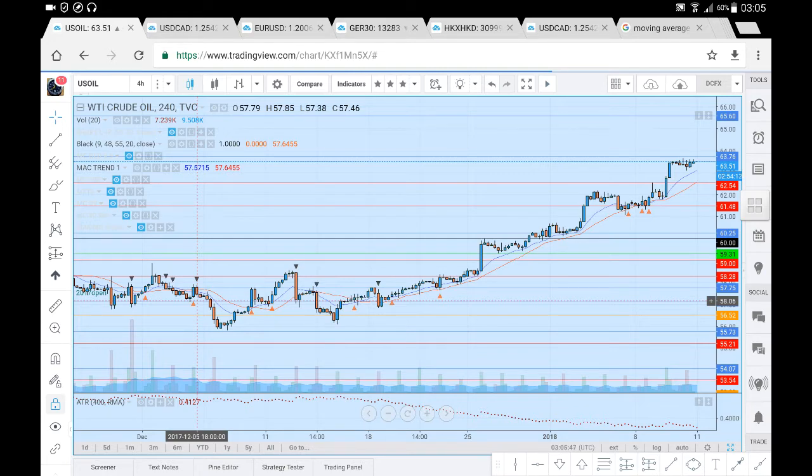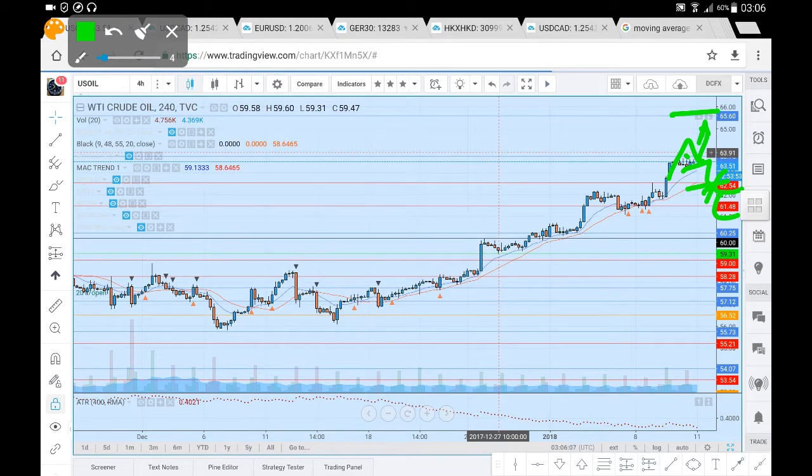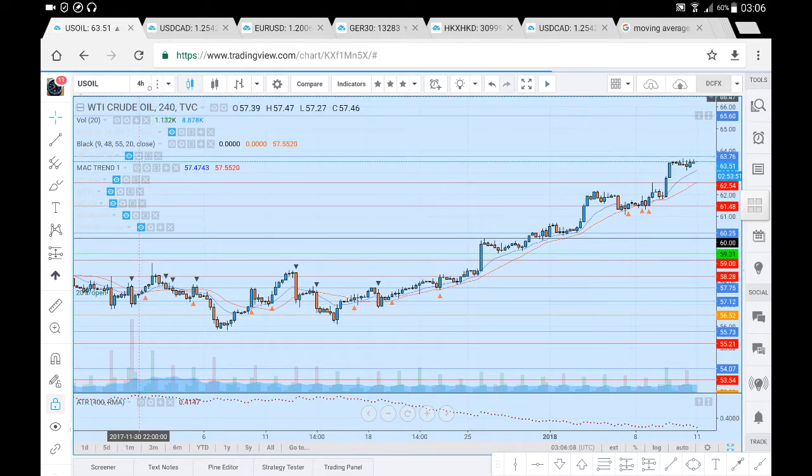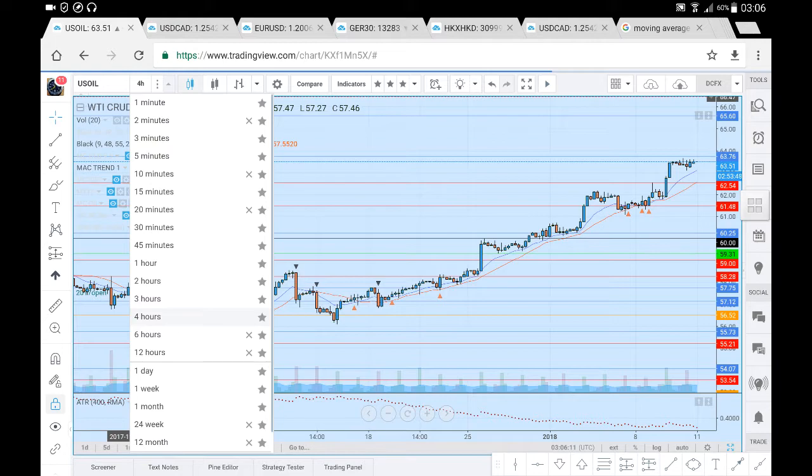If we are able to break and hold above 63.76, we'll be looking for price to head towards that 65.60. If I ever do break down again, 62.54 should come into focus, possibly, depending on market volatility, 61.48. Those are pretty much the levels that we are looking at to the downside.